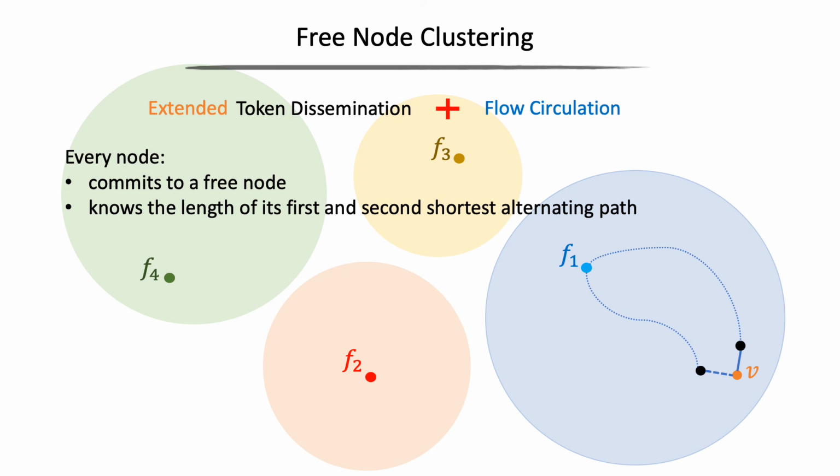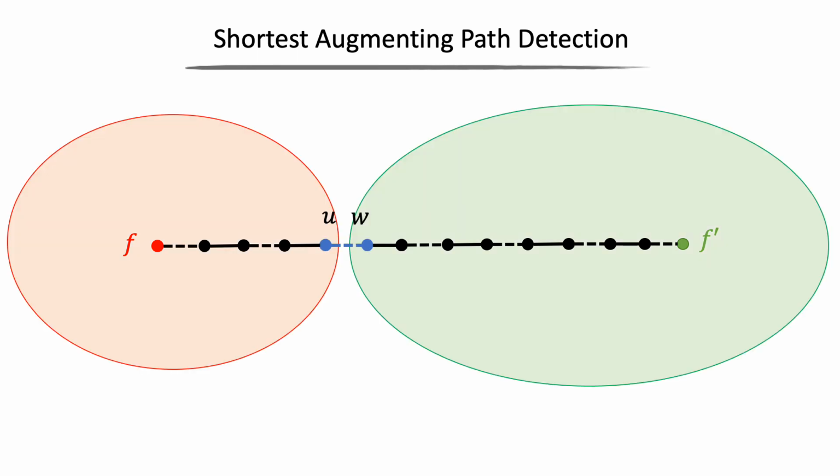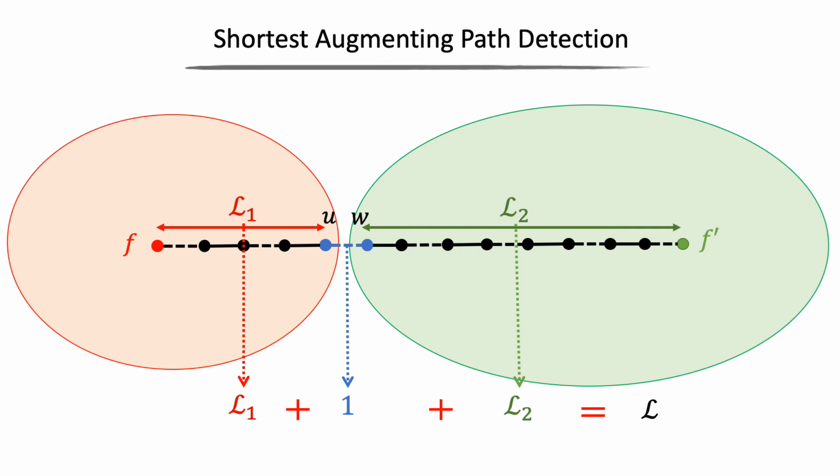The fact that every node only commits to a single free node creates a disjoint clustering over the nodes, which we call the free node clustering. It can be shown that there exists an augmenting path that is partitioned into exactly two pieces, such that each piece is completely contained in one cluster. Since the two nodes U and W at the border know the length of their shortest alternating path that contains their adjacent matched edges in this figure, they can compute the length of the augmenting path on which they reside. Therefore, the augmenting path can be detected by the two nodes at the border.